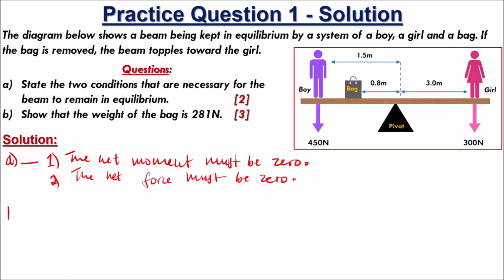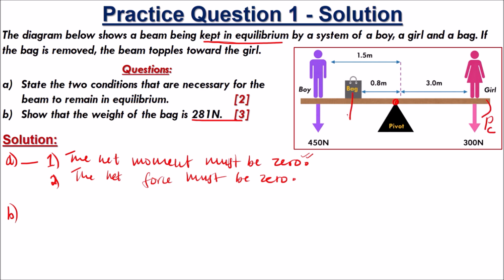Now let's deal with the B. B says, show that the weight of the bag is 281 newtons. They have said it's kept in equilibrium, meaning it's in equilibrium. Therefore, the net moment is 0. The sum of clockwise moments is equal to the sum of anti-clockwise moments. So we need to identify clockwise moments. The girl with respect to the pivot is providing clockwise moments.